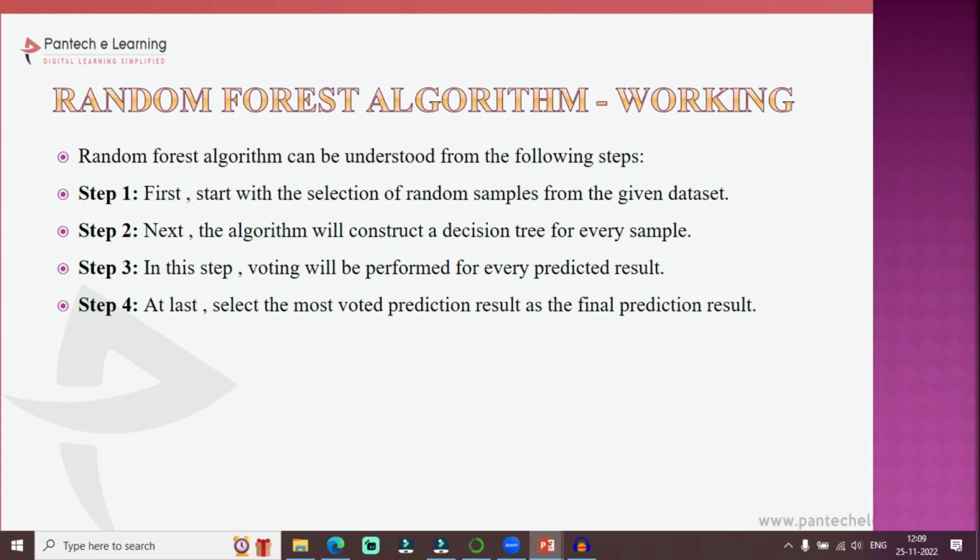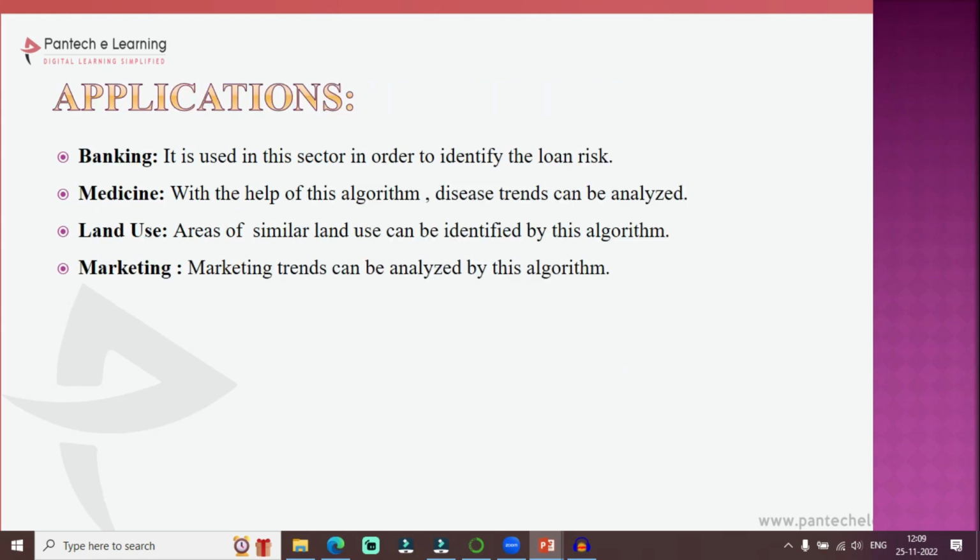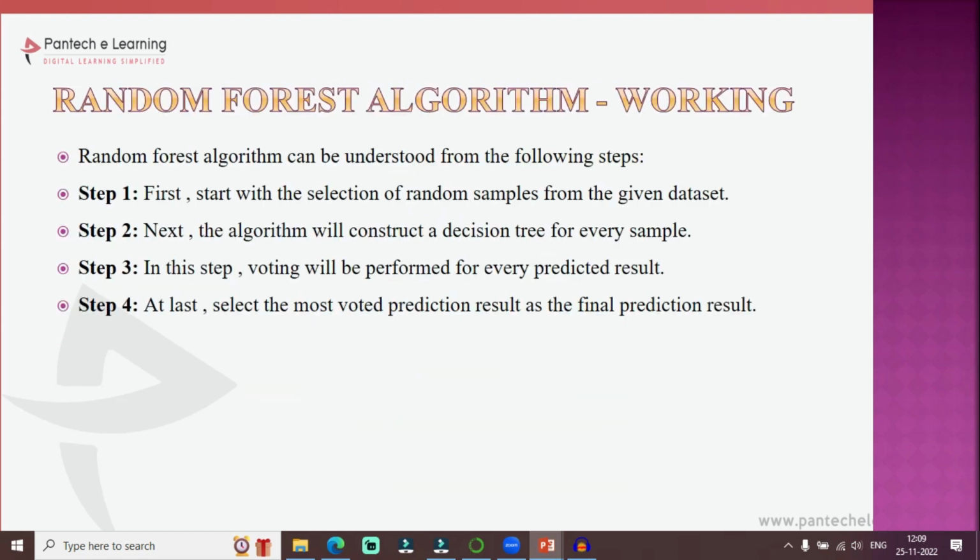Next I am going to discuss the different steps involved in the working of this random forest algorithm. What are the important steps involved? Basically it contains 4 main steps. Firstly, I need to start with the selection of random samples from the given data set. For example, I have some data set, you can imagine any type of problem, and I need to select some random samples from it.